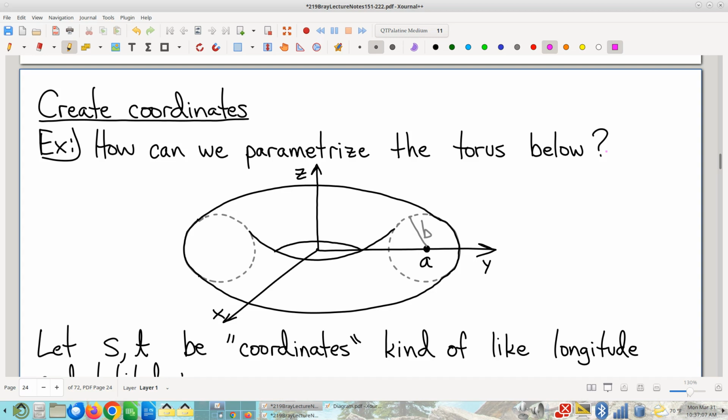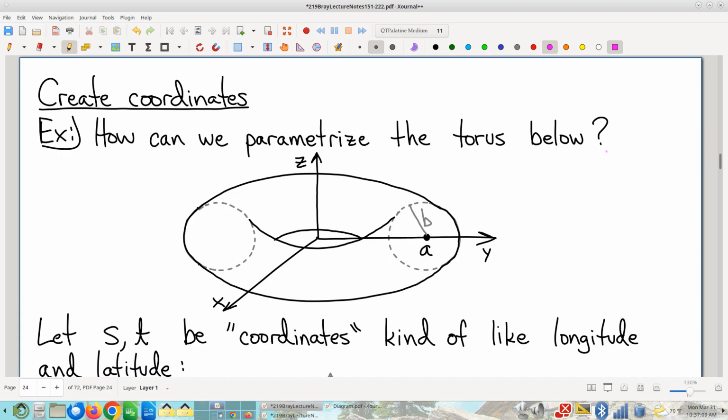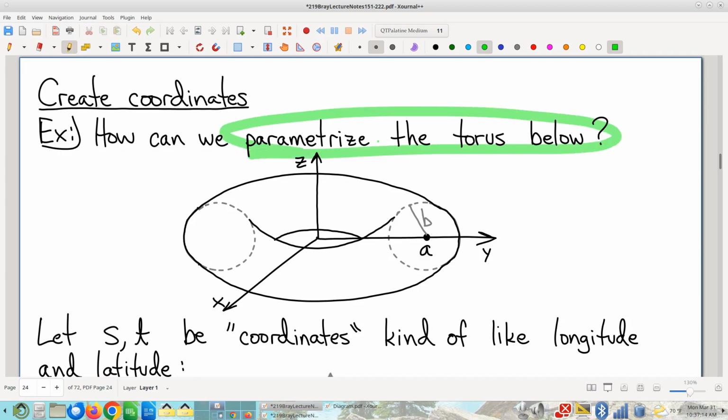Okay. Anyway, back into it. Here is an interesting little geometric challenge. How would I parameterize the torus?